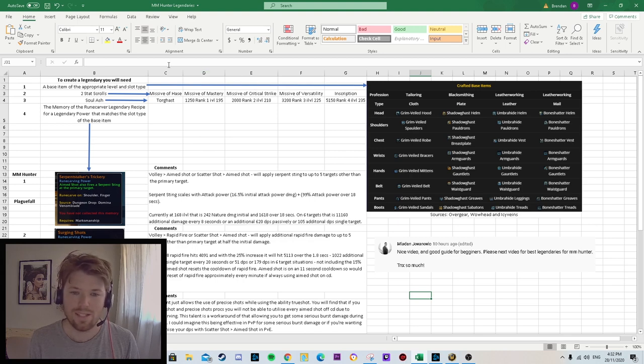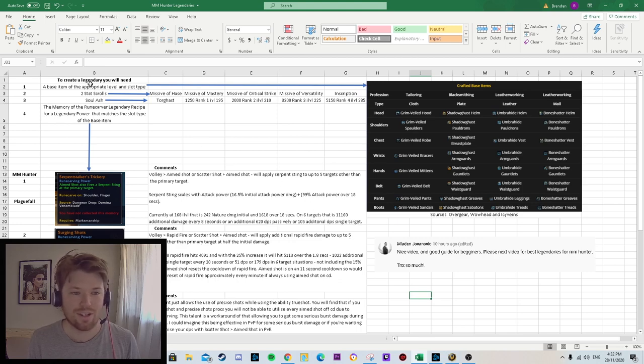I do have some basic legendary information for anyone who's interested in that, and then a bit of a deeper dive into marksman specific legendaries. I've used three different sources: Overgear, Wowhead, and Icy Veins for this guide, and that's where I've gotten my information from. And then I just did some basic calculations to work out which legendaries I personally think will be the best performing.